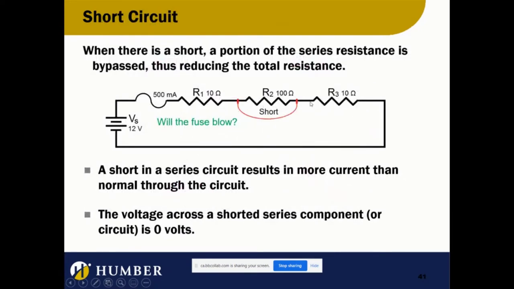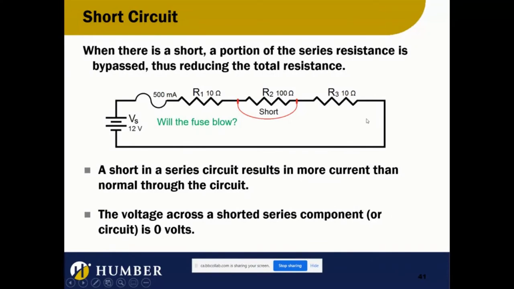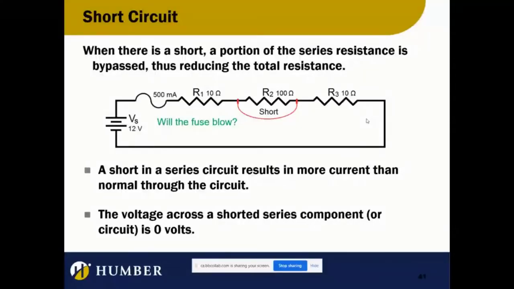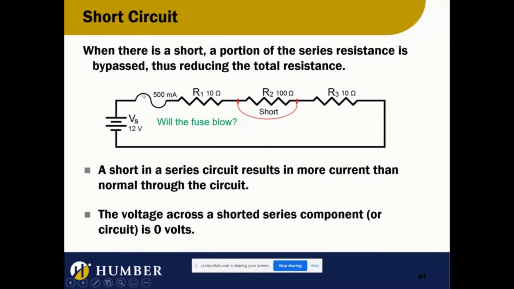If I take my calculator and say 12 divided by 120 ohms, my current is 100 milliamps. So if this is not shorted, the current going through here is going to be 100 milliamps. That fuse will not blow. Now, if I short it, the total resistance is now 20 ohms. So 12 divided by 20 is going to be 600 milliamps. So yes, the fuse will blow.